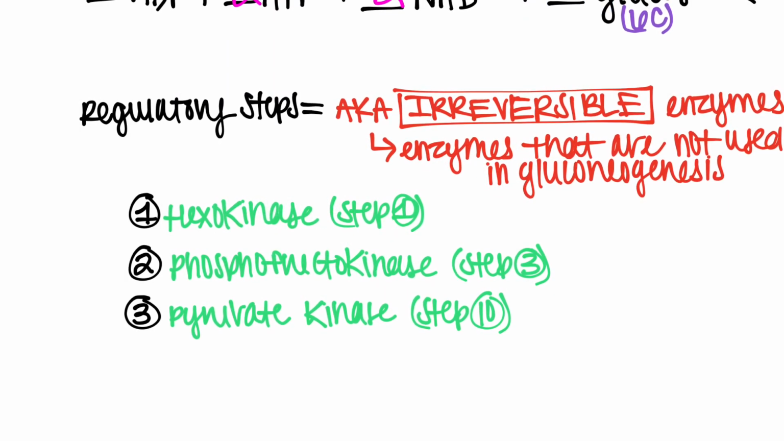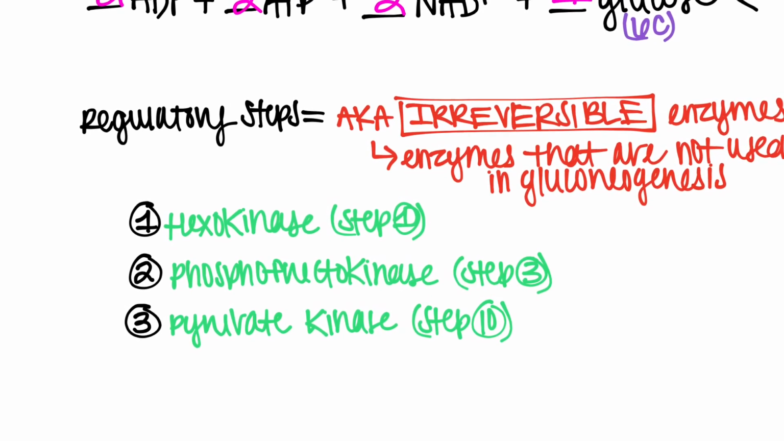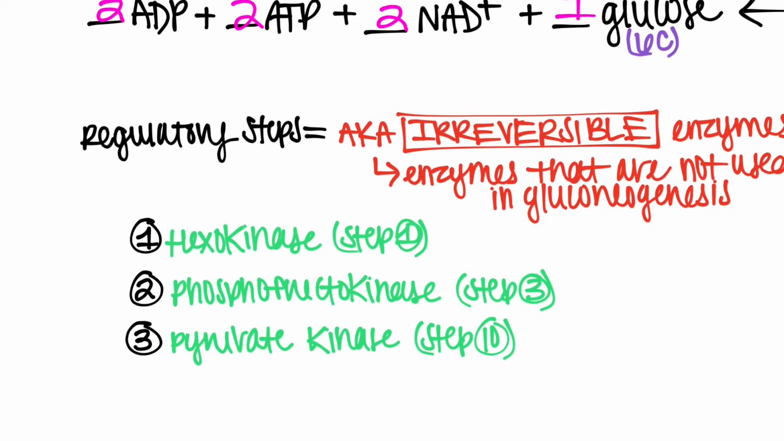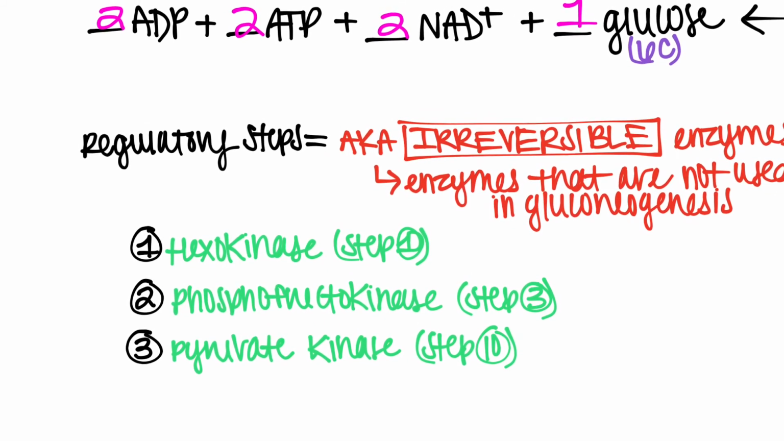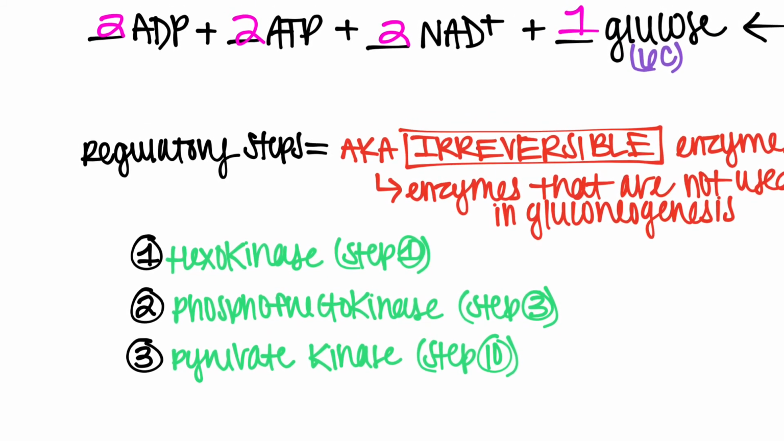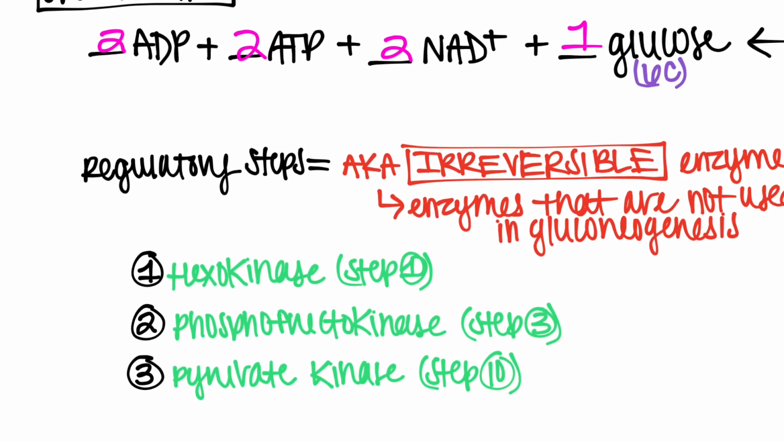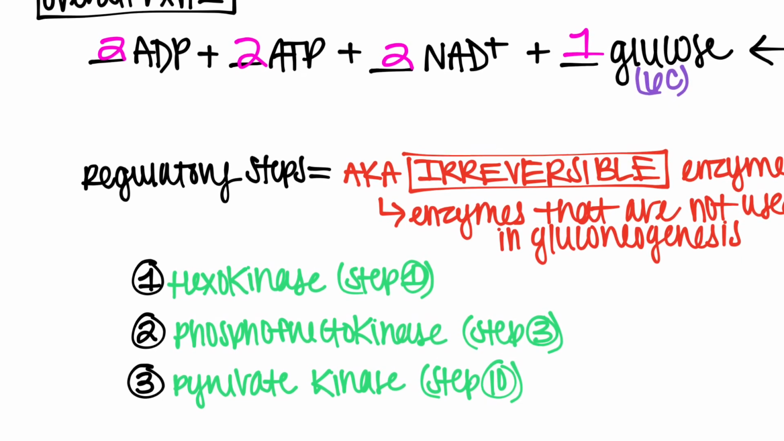So a quick review of what we went over. The 3 regulatory steps, aka the irreversible enzymes, are the enzymes that are not used in gluconeogenesis, and these include hexokinase in step 1, phosphofructokinase 1 in step 3, and pyruvate kinase in step 10.